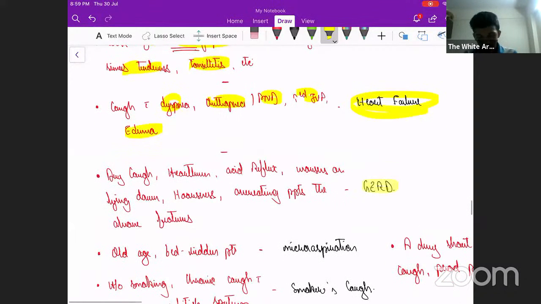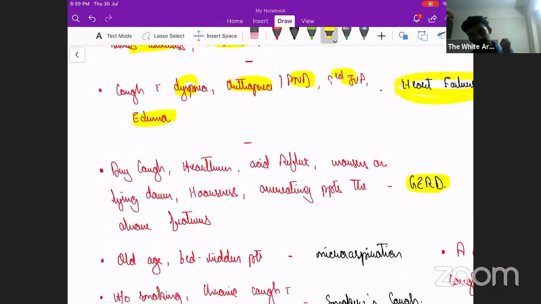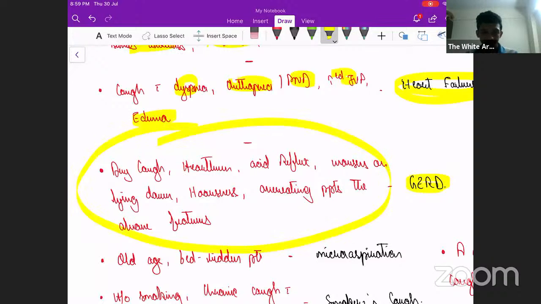Finally, GERD. So patient might just come with dry cough. GERD also, they might just have dry cough. None of the symptoms might be present. Okay, that time it will be challenging to diagnose. Or there can be certain associated symptoms like heartburn, acid reflux, worsens on lying down, hoarseness of voice can be there, overeating. Whenever there is overeating, these symptoms might precipitate. So all these things can be present.